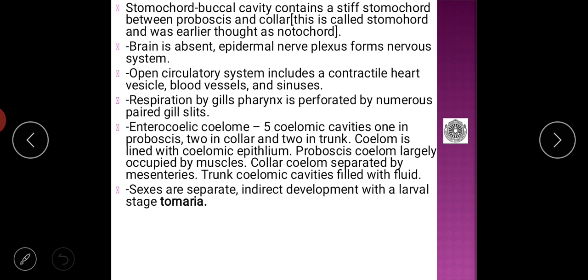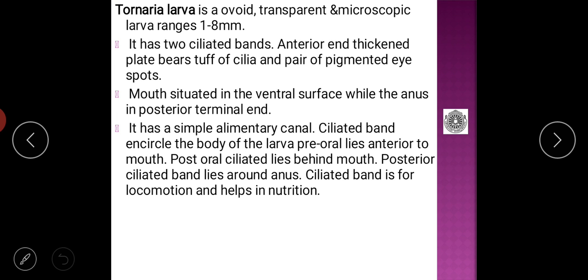Then sexes are separate. They have indirect development with a larval stage called tornaria. Tornaria larva is ovoid, transparent and microscopic, ranging between 1 to 8 mm long. It has two ciliated bands. The anterior end is a thickened plate bearing a tuft of cilia and a pair of pigmented eye spots. Mouth is situated on the ventral surface while the anus is at the posterior terminal end. It has a simple alimentary canal.